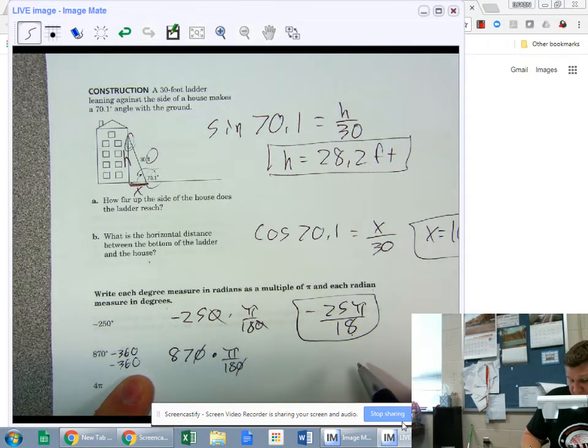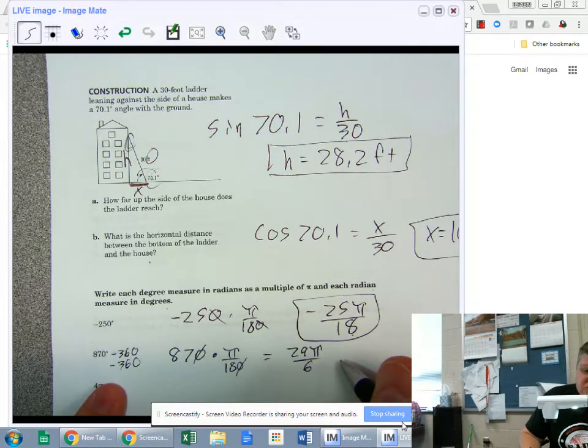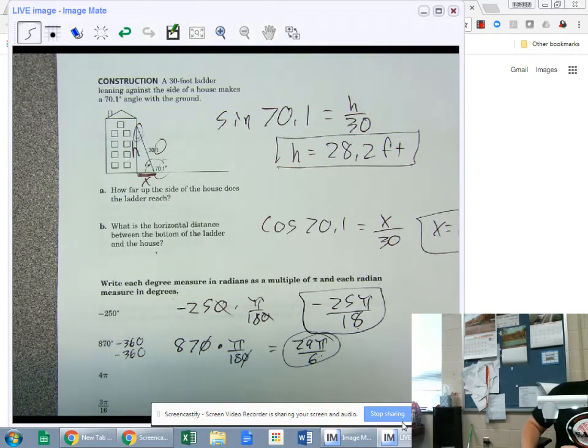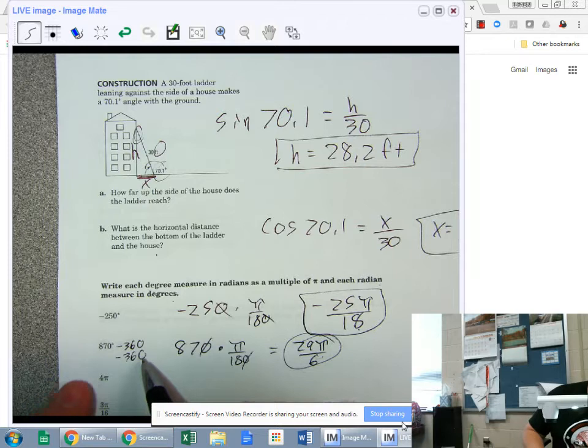Gone, gone. They both divide by 3. What's the answer? 29 pi over 6. Now, if you reduced all this and came up with whatever this is, and you got a little different radian because you found coterminal, okay, all right, but we weren't required to get it down into the 360.